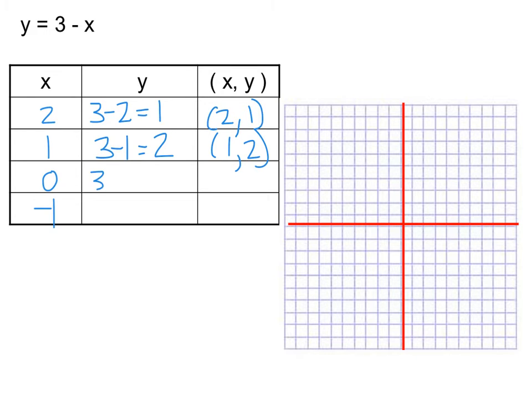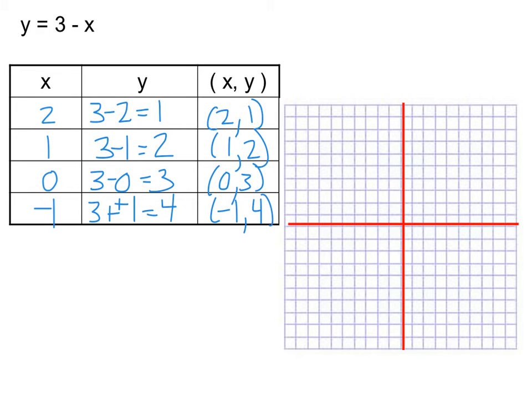The next x value is 0, so 3 minus 0 is 3. So this ordered pair would be 0, 3. And the last ordered pair, y value would be 3 minus negative 1, which would equal, and if you forgot change, this would equal 4. So I have negative 1, 4.